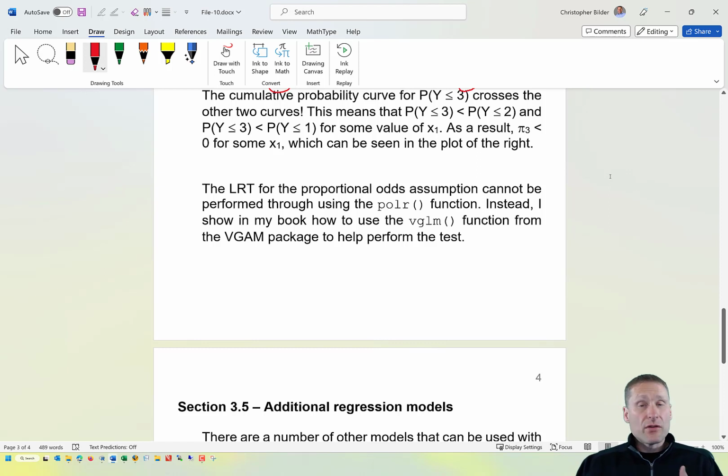Now, if you wanted to use the likelihood ratio test to test for the proportional odds assumption, unfortunately, you cannot estimate a non-proportional odds regression model with the PLR function. Rather, you do have to go to the VGLM function. If you want to see how it's done, please take a look at my book where I actually show it.